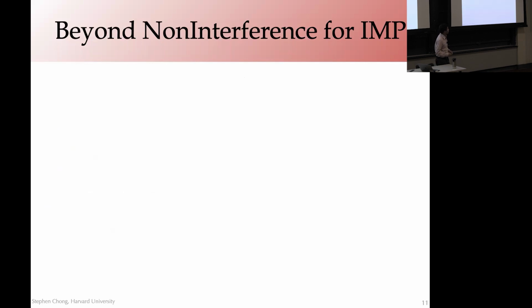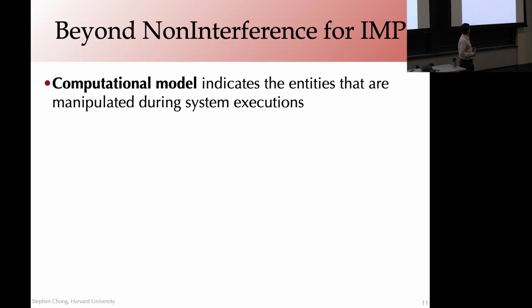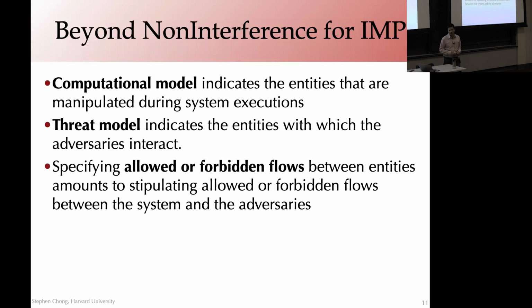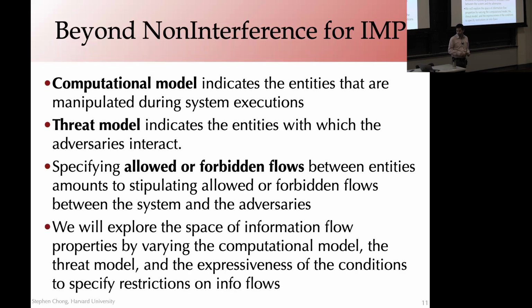So what we're going to be doing this lecture is really looking at some of these issues. Looking at the computational model, that is the entities that are involved in the execution of a system. Looking at the threat model, that is the entities which the adversary is able to interact with, able to observe or manipulate. And then thinking about specifying which flows are going to be allowed or forbidden between the entities. Okay, so this is the plan for today.